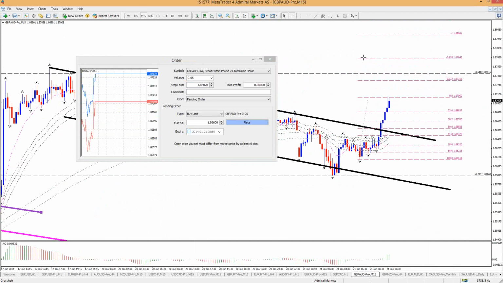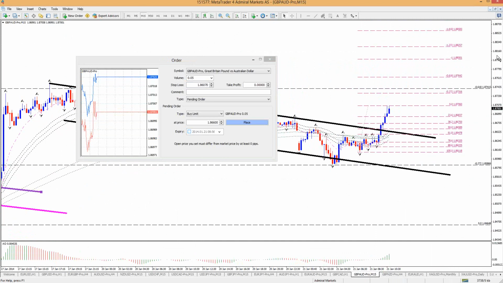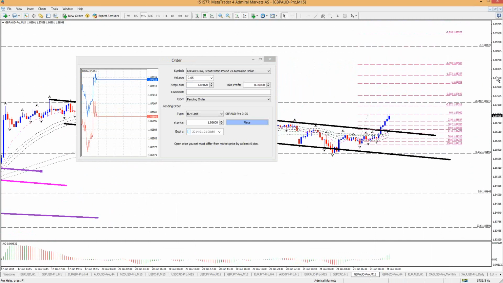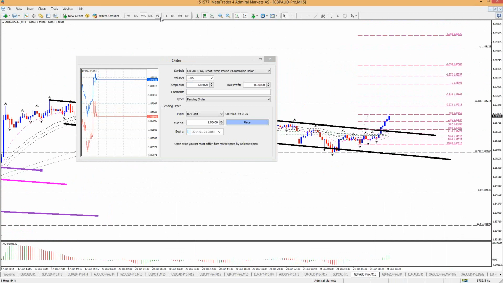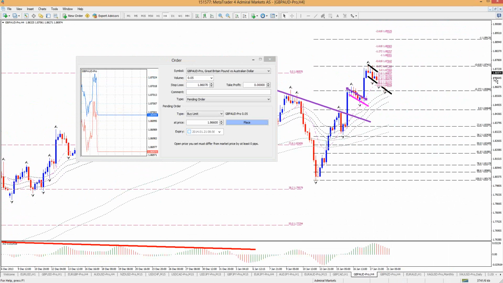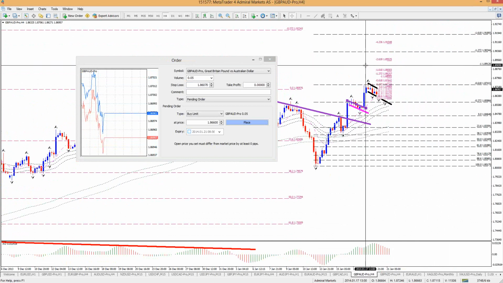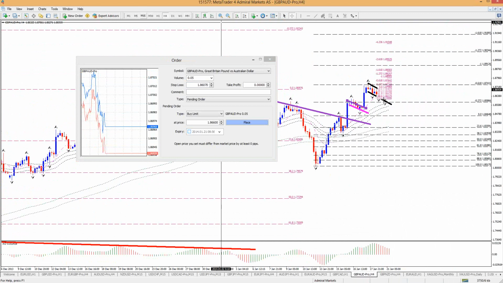And the targets, and we have multiple targets. We could use the very big one, but that doesn't make sense. We could use the intermediate one here at minus 1,000 at 189. But that's pretty far still, 189.